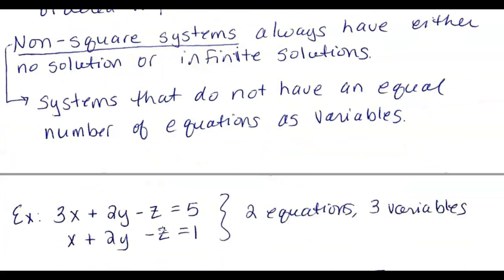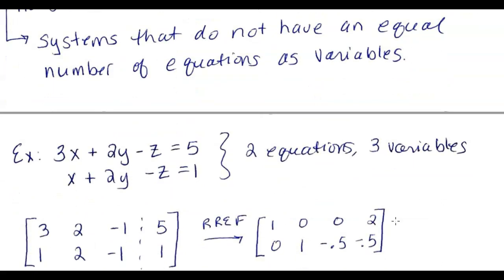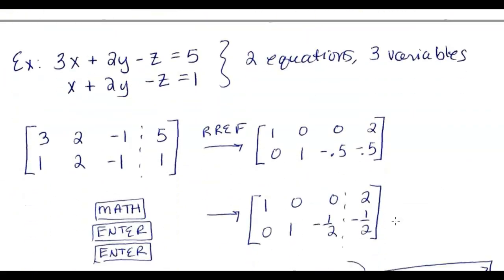So let's do an example of a non-square. Here we have 3x plus 2y minus z equals 5. x plus 2y minus z equals 1. So this one has 2 equations, but it has 3 variables still. So this is non-square. We can still use our matrix option to solve. So we're going to start with our first equation, 3, 2, negative 1, 5. And then our second equation, 1, 2, negative 1, 1.